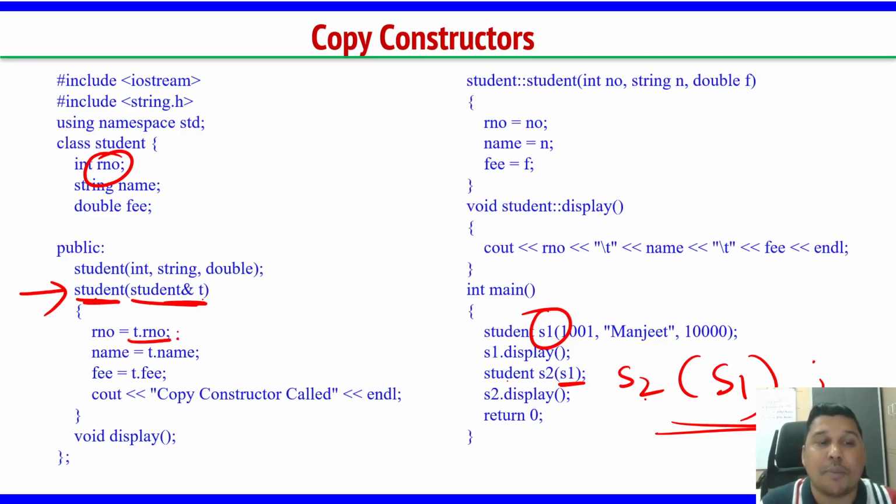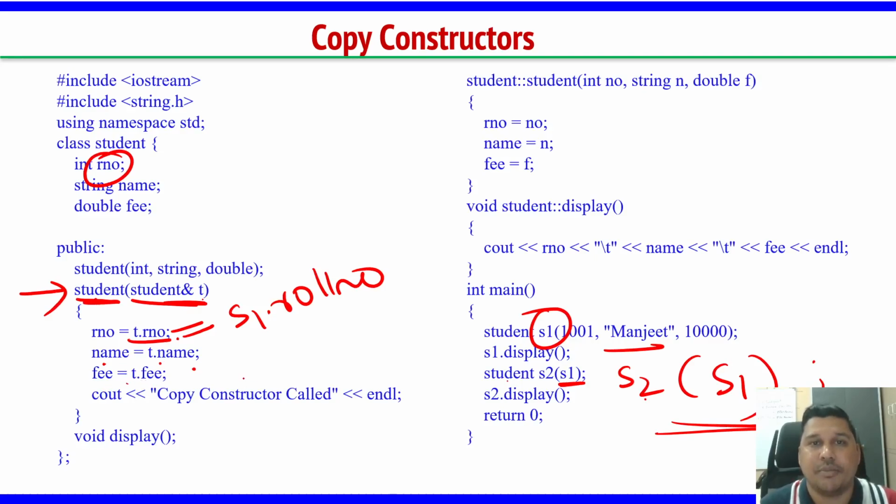So this roll number is equal to t dot roll number. What is t dot roll number? T dot roll number is nothing but S1 dot roll number. Then name equals t dot name, that is S1 dot name. T dot fee, that is S1 dot fee. Those things I have assigned here. And I am writing a special message here, copy constructor called.